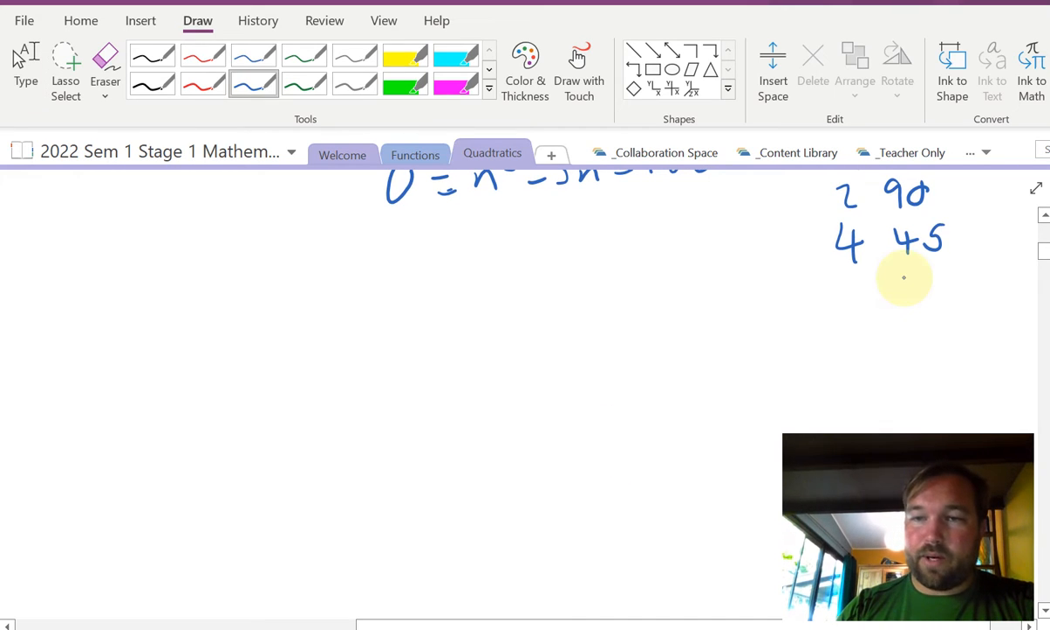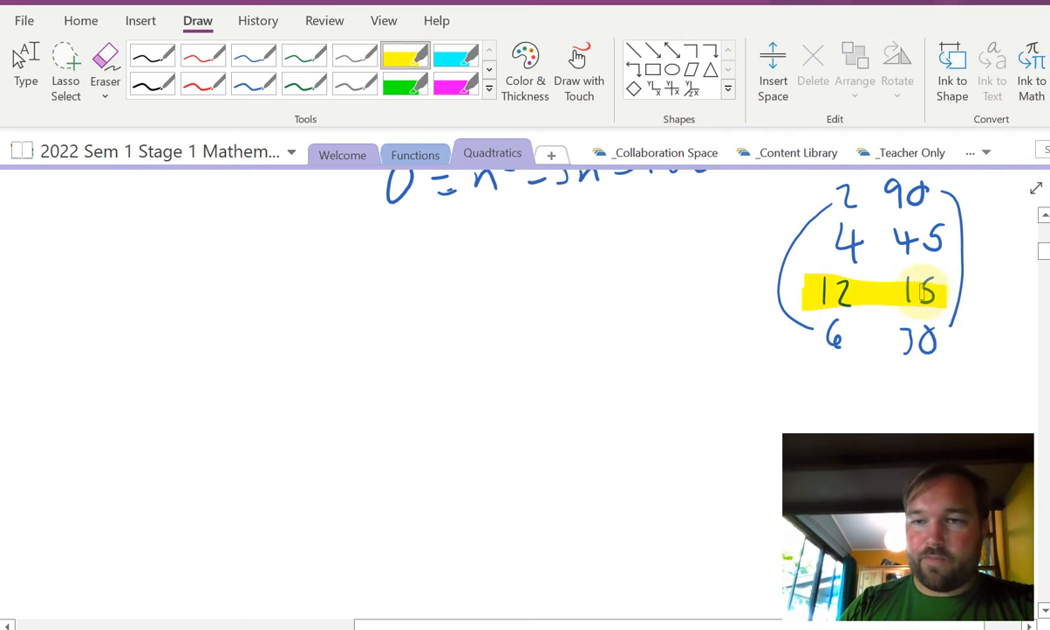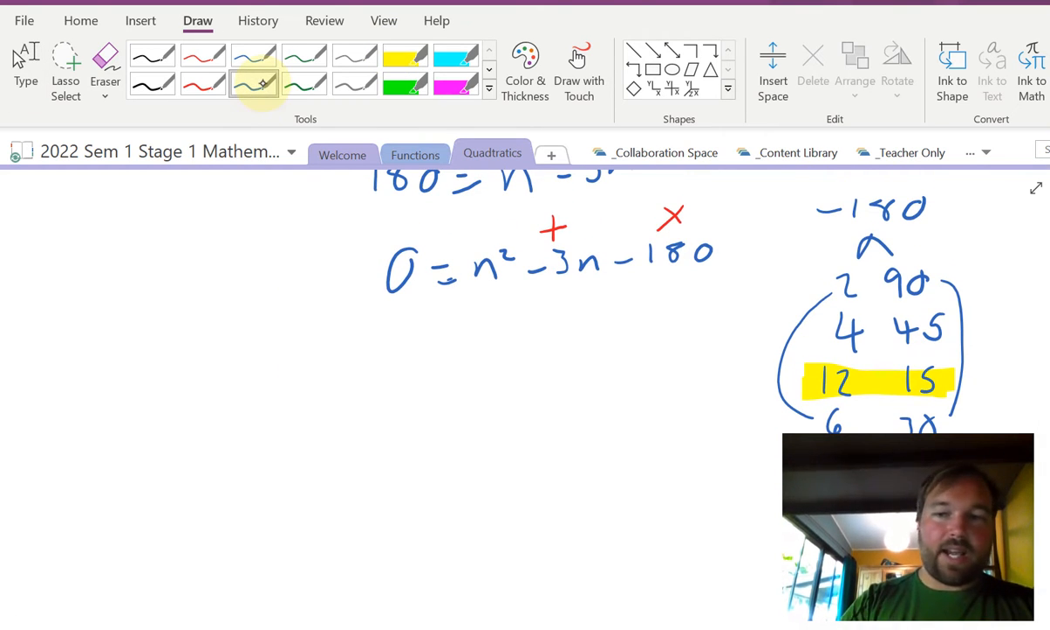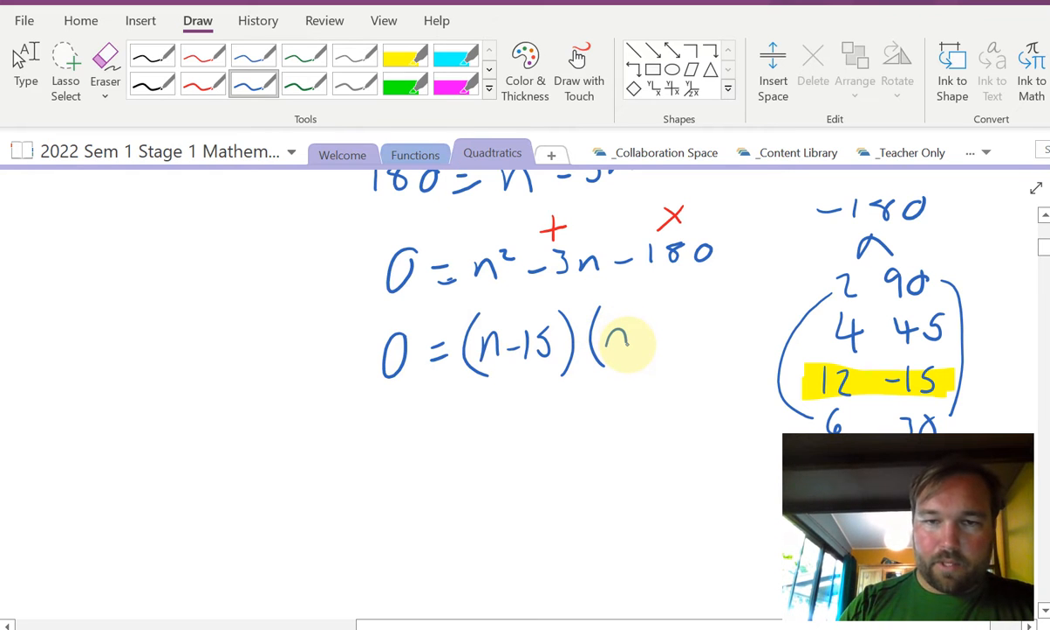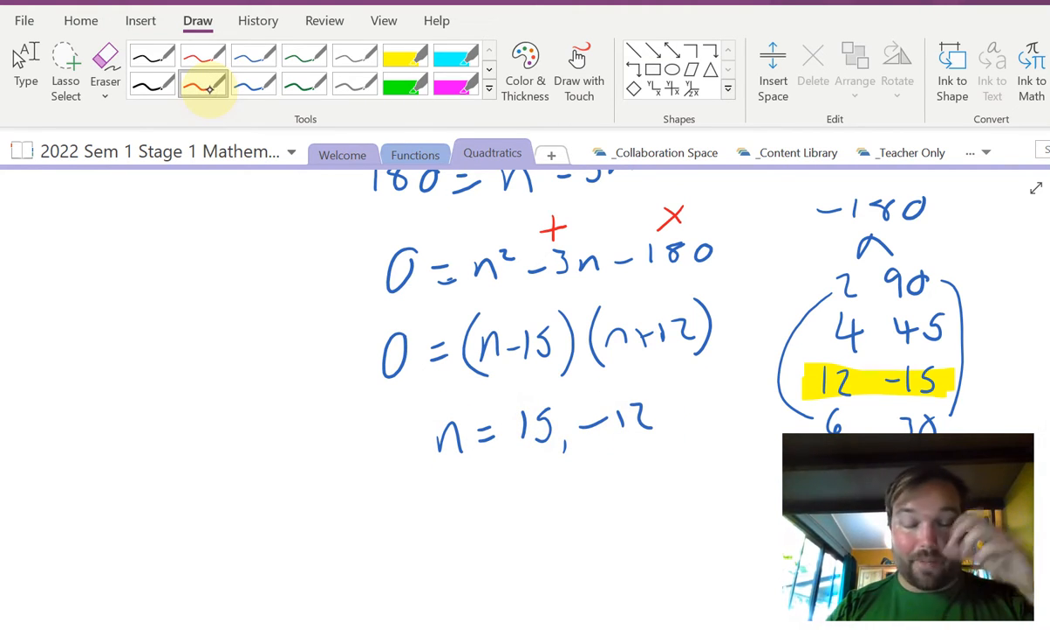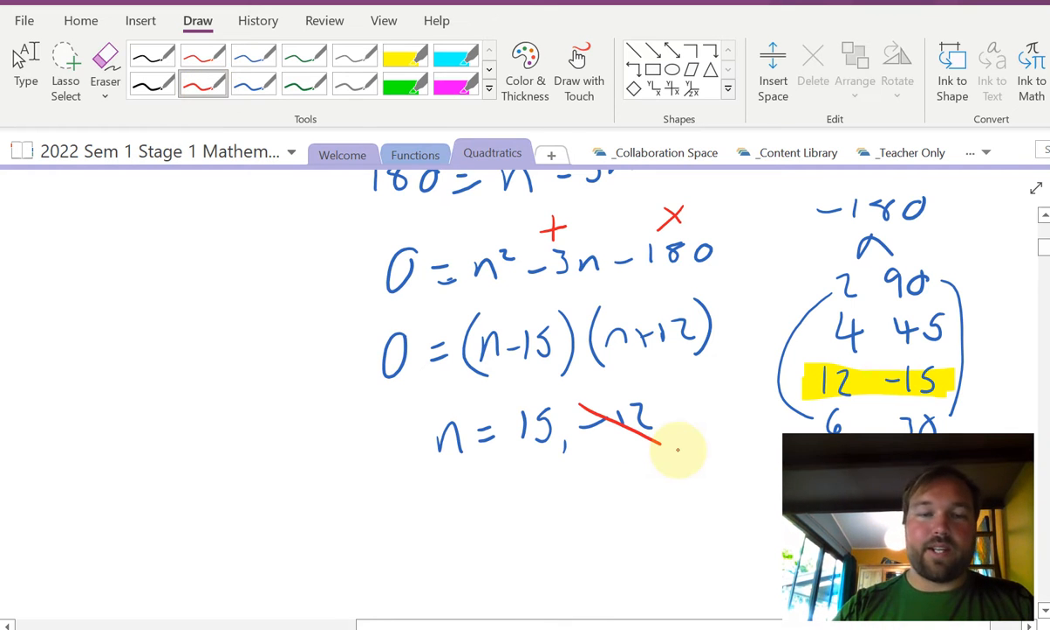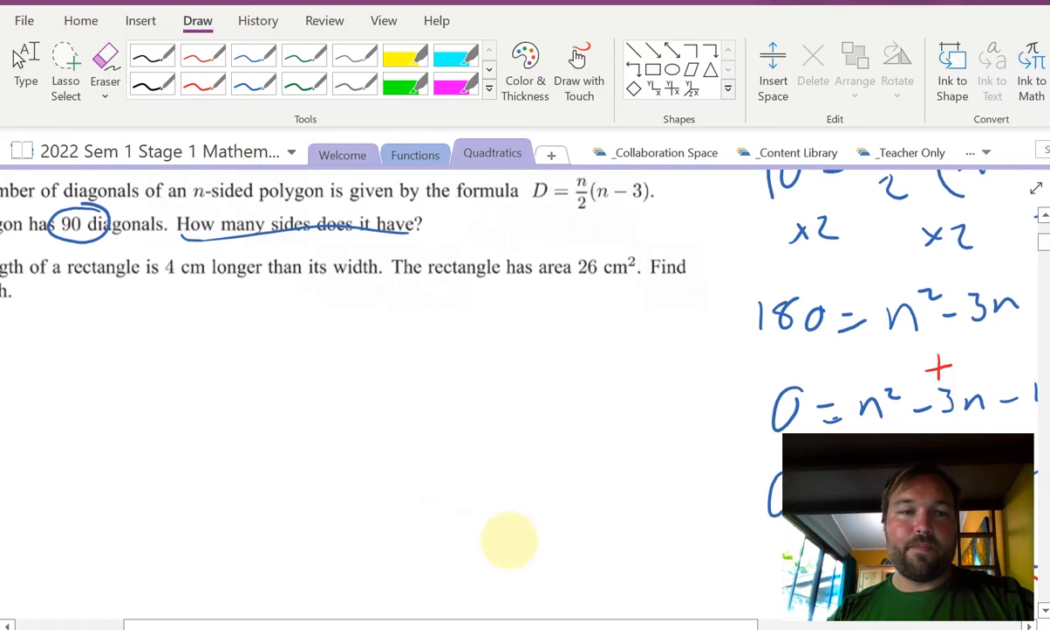You can divide one side by 3 and multiply the other side by 3 in any of these factors. So for example, clearly multiplying this one by 3 would give me 6, dividing this one by 3 would give me 36 and 30. However, I think we've just landed on the one we want, this one, 12 and 15, and we want it to be negative 3, so we're thinking negative 15. This then factorizes into 0 equals (n take 15)(n plus 12). Our two solutions are n equals 15 and negative 12, but because we're asked for how many sides something has, you can't have negative 12 sides, so we're going to discount that, and our answer is n equals 15.